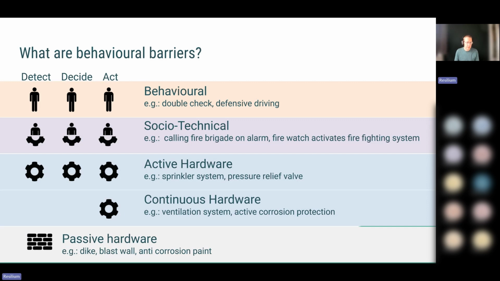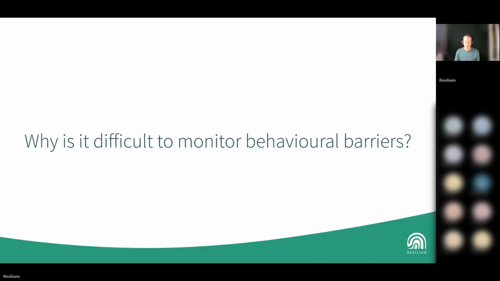Okay, but for now, that's my explanation of what a behavioral barrier is. It's basically where the person is doing all the work. So it's good to question, like, why is it difficult to monitor these barriers? Because I think they are notoriously difficult to keep track of, like, are we doing a good job or not? It's more difficult than technical barriers, generally speaking. So can we come up with some reasons why it's so difficult?